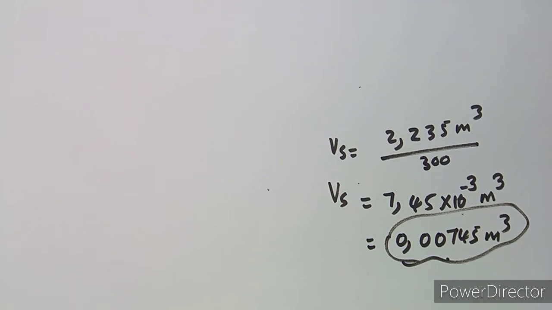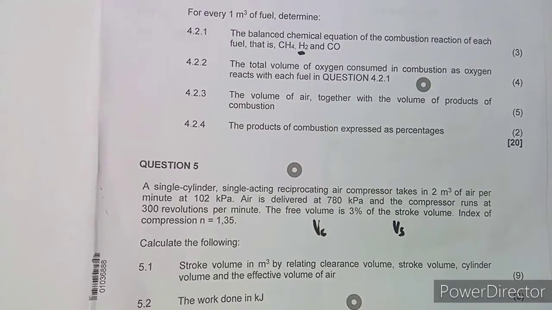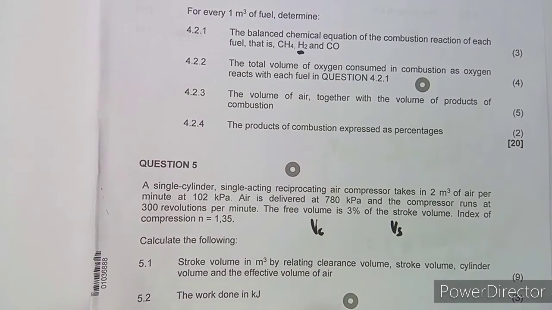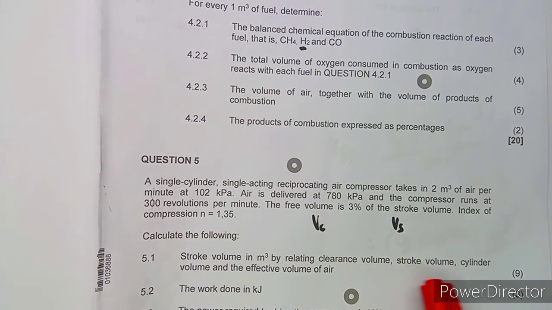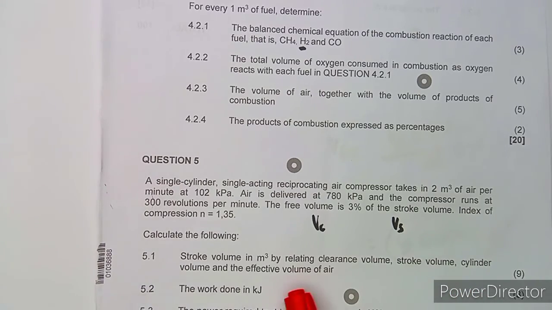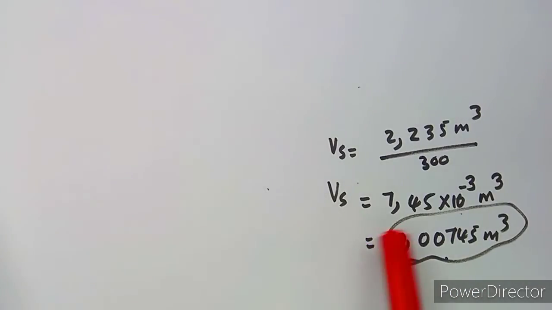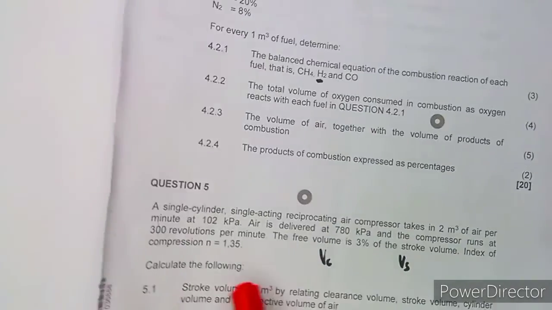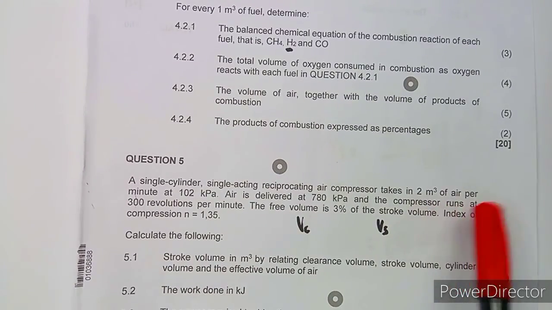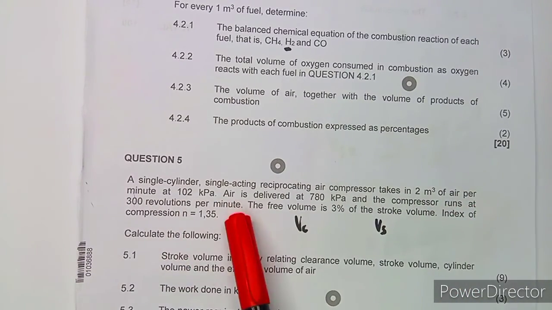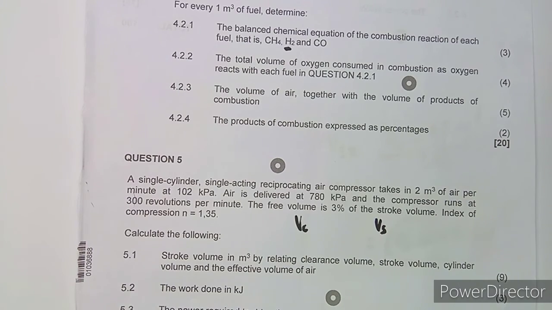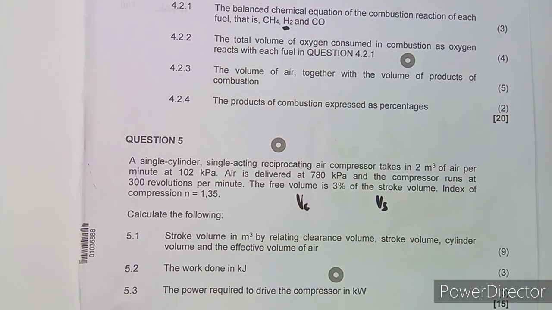So guys, these are the stages that we had to end up with the stroke volume. We related the clearance volume, the stroke volume, the cylinder volume, and the effective volume, which is the last one, and also considered the speed, the revs per minute, in order to obtain the exact value. That is how you calculate this, just like that, guys. Then we move on to work done.